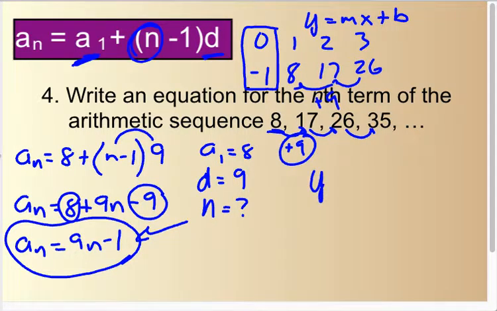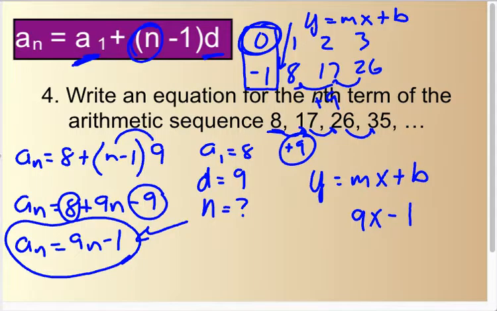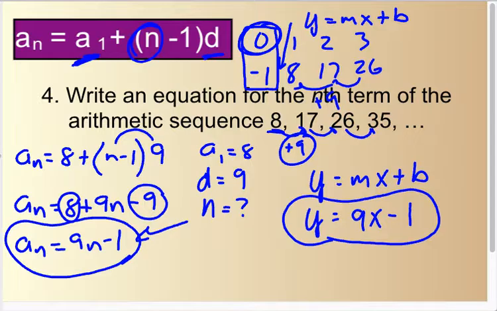So you could say y equals mx plus b. Well, your common difference, what you're going up by or down by every time, is 9, so that's 9x. And then if you can work your way back from 3, 2, 1 to 0 here, 0 is where your y-intercept occurs, so that's minus 1. So y equals 9x minus 1. So all these formulas and stuff we're working with here today are linear formulas, basically.